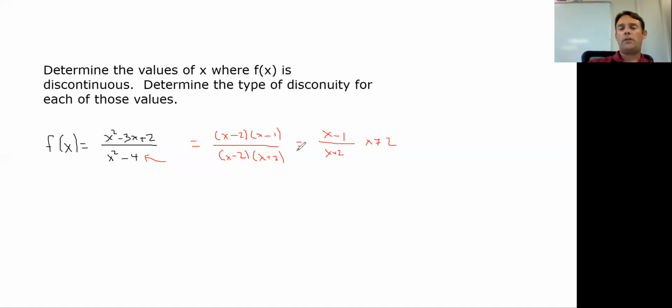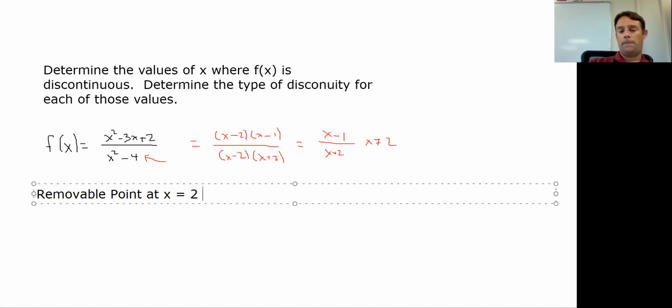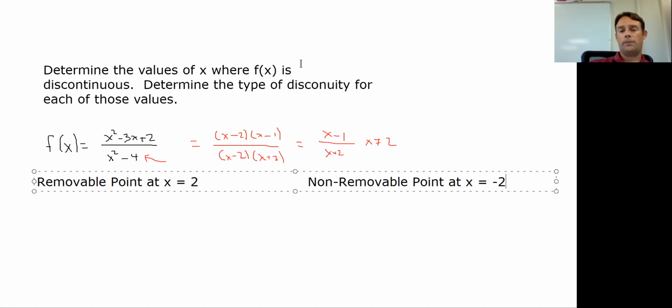So the type of discontinuity we have here is, well, we have two different types. And let's see if we can't go through a little bit of detail and figure it out here. We have a removable point of discontinuity at x equals 2. And we have a non-removable point at x equals negative 2. But why is that?